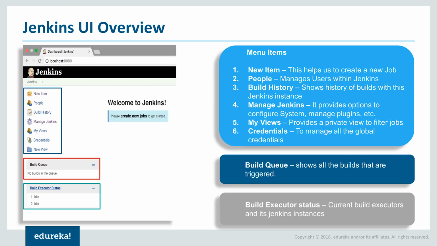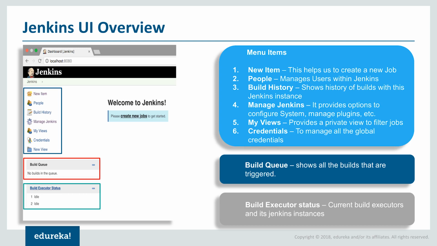So if you remember this particular screen we have seen already, on your left hand side you have all these things called New Item, People, Build History, Manage Jenkins. The first item, New Item, helps us to create a new job in Jenkins. With the help of the People option, you can manage users within Jenkins. Build History, as you can expect, will show the history of builds within this Jenkins instance. So whatever builds have taken place, irrespective of which project they belong to, you will be able to see that. So basically how many were successful, how many have failed, and those sorts of things.